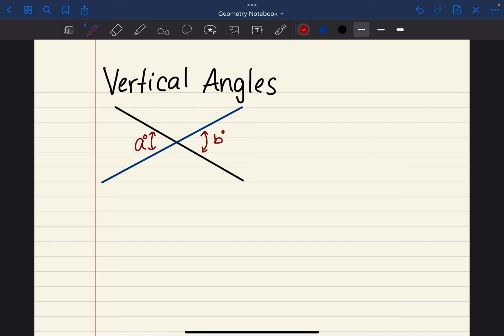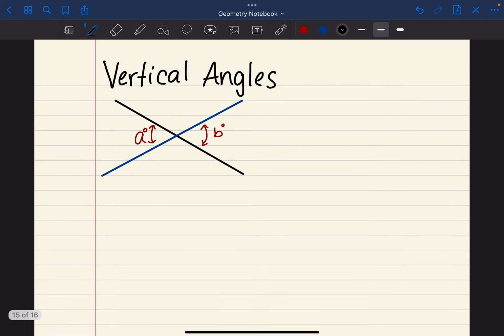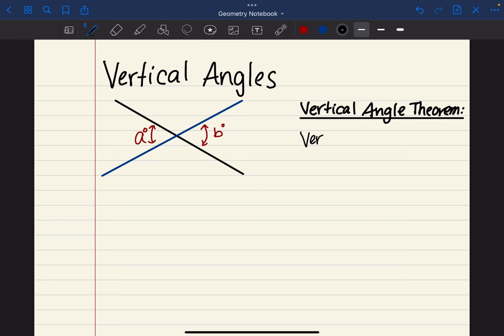So what do we know about vertical angles? Well, we know there is a theorem, and that theorem, meaning it's been proven, so a theorem is something mathematically that has been proven. We are going to say our vertical angle theorem. I am going to put it here next to my picture, and it literally is just that vertical angles are congruent.